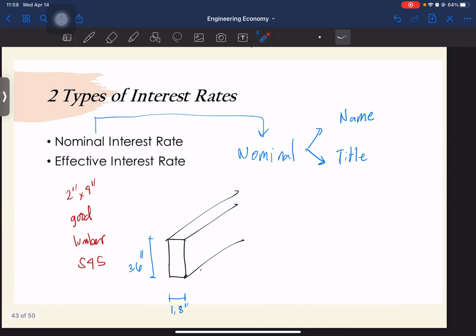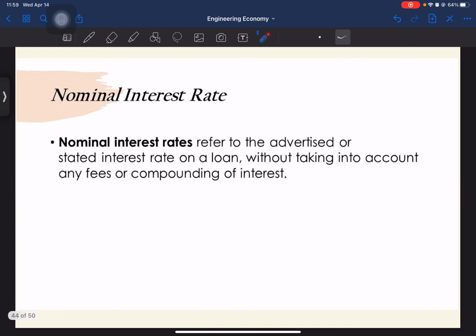Let's go to the straight definition of both interest rates, nominal at saka effective. Nominal, sabi dito sa definition, this is straight from, I think this definition is from Investopedia. Basta ginugoogle ko lang yan. Pag nakita kong tama, sige, okay na yan. Nominal interest rates refer to the advertised or stated. Okay? Advertised or stated. Ibig sabihin kung ano yung tawag sa kanya, kung ano yung pangalan niya, kung ano yung title niya. Of an interest rate on a loan without taking into account any fees or compounding of interest.